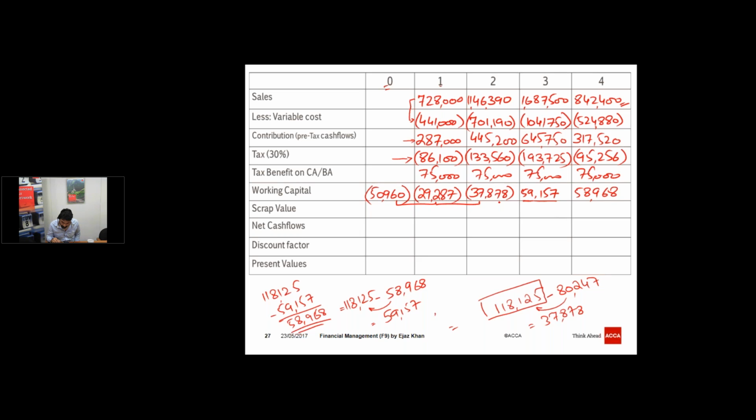Well, in that case, we don't need to show it actually because it's simply 7% of the sales revenue. So even if you don't show it, it will be okay. But where there's a complicated calculation involved where we have to adjust the inflation separately, then we might need a separate calculation for working capital.